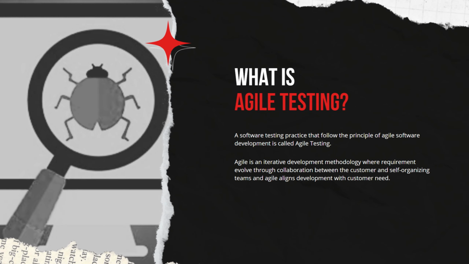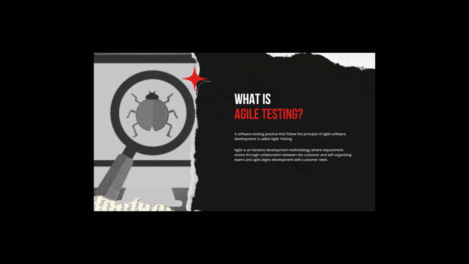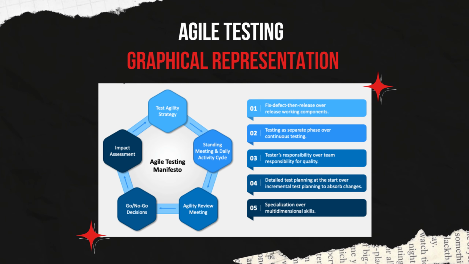What is Agile testing? A software testing practice that follows the principles of Agile software development is called Agile testing. Agile is an iterative development methodology where requirements evolve through collaboration between the customer and self-organized teams, and Agile development aligns with customer needs. This is a graphical representation of Agile testing.